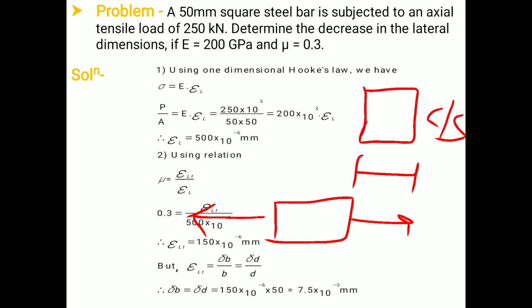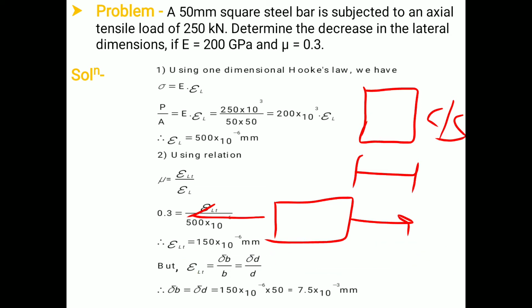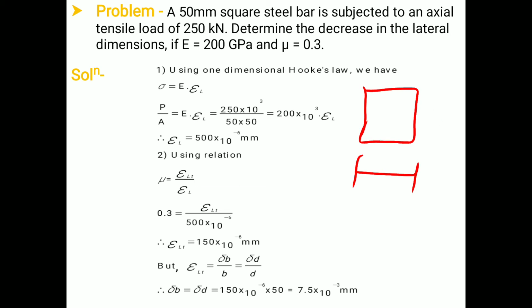Now, under the action of that tensile force, the bar will get elongated in this manner. Therefore, there will be the increment in its length, but at the same time there will be the decrement in its lateral dimension due to the application of tensile load. And that decrement in the lateral dimension we have to find out from the given numerical data. The value of E which is given in the numerical is 200 GPa and the value of mu is 0.3.